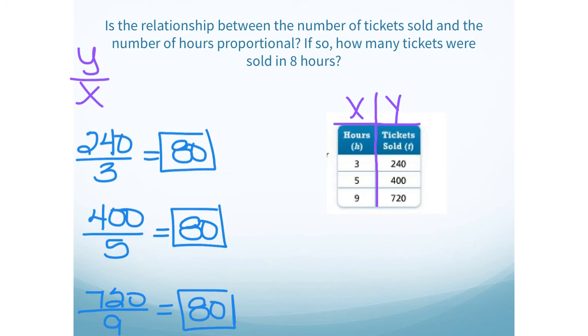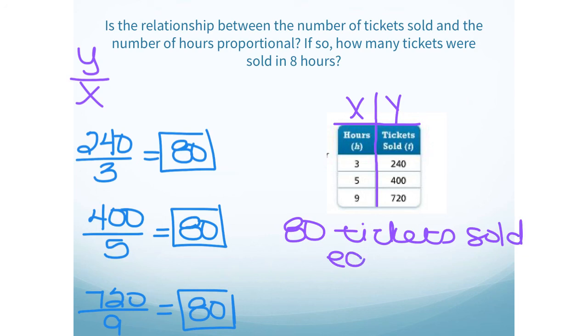But what does this 80 mean? The meaning of our numbers is really important, and in this problem, our 80 is our unit rate. It's telling us that 80 tickets are sold each hour.